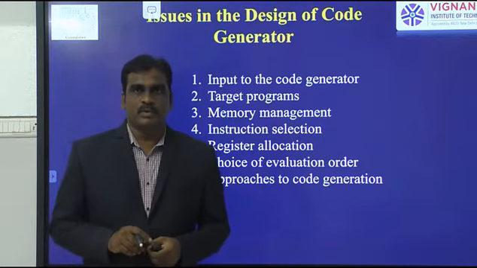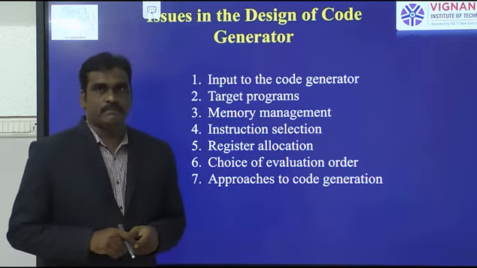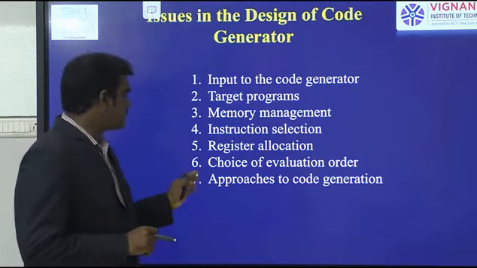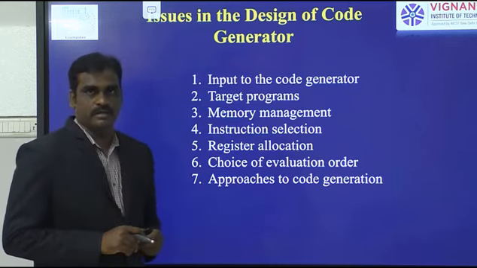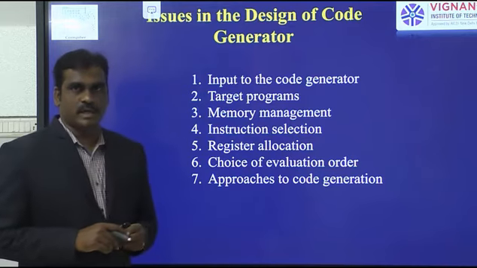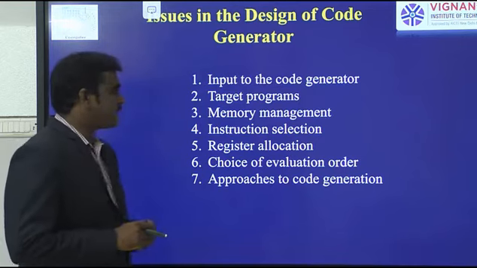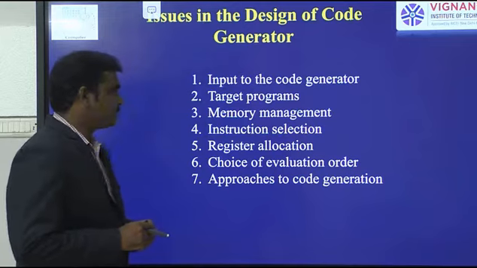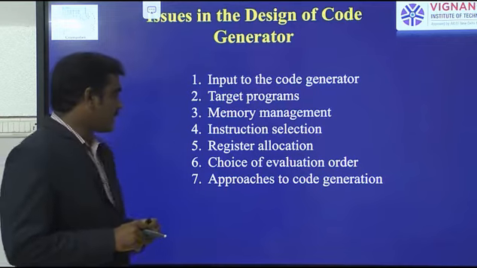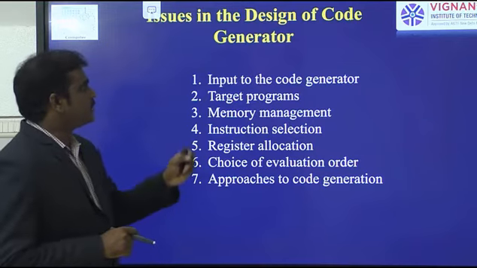In this class I am going to explain the issues in the design of a code generator. In this topic we have to discuss these 7 points. The first one is input to the code generator. Second is the target program. Third is memory management. Fourth is instruction selection. Fifth is register allocation. Sixth is choice of evaluation order. And the last one is approaches to code generation. All of these are related to the code generator.